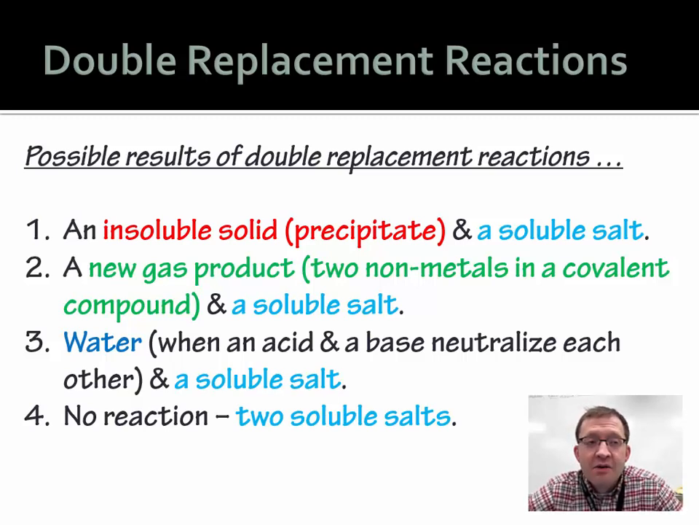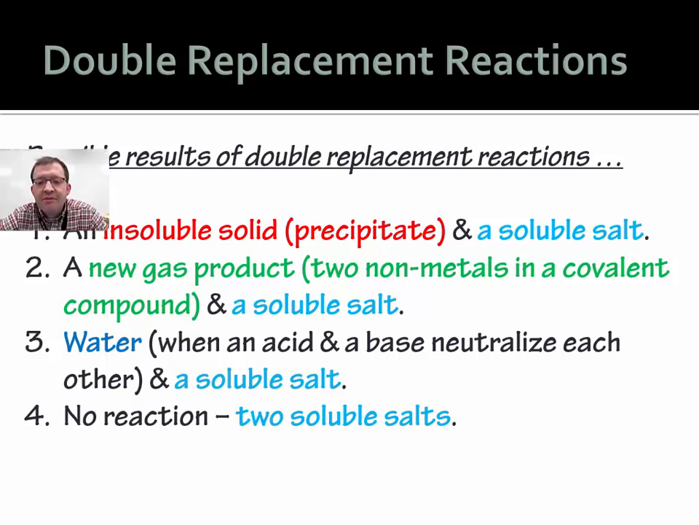In that case, how do I know when that's going to be the instance that we're talking about? When both of my products are soluble, they'll both stay dissolved in the water where the reaction was trying to occur, and nothing visible will have happened. We can see that in our equation, and we'll see nothing in the beaker or test tube where we mix these things together. So let's look at an example of each one.